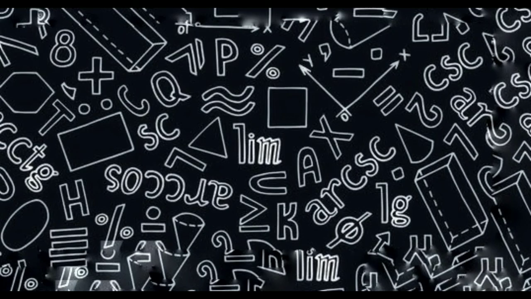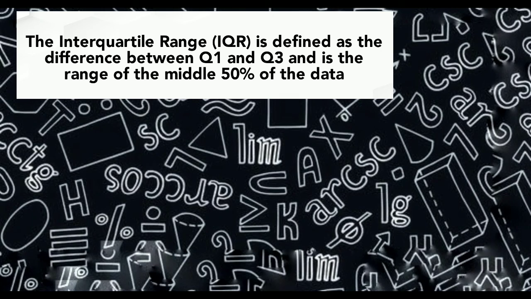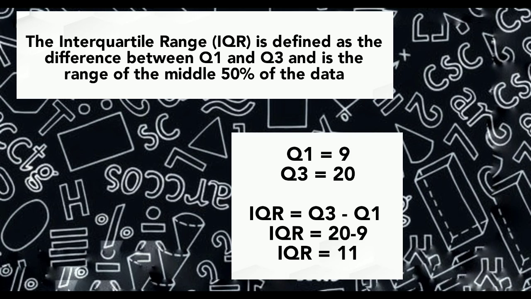In addition, the interquartile range, or IQR, is defined as the difference between Q sub 1 and Q sub 3, and is the range of the middle 50% of the data. Example, if Q sub 1 is equal to 9 and Q sub 3 is equal to 20, so Q sub 3 minus Q sub 1 is equal to 20 minus 9 equals 11. So our interquartile range is 11.